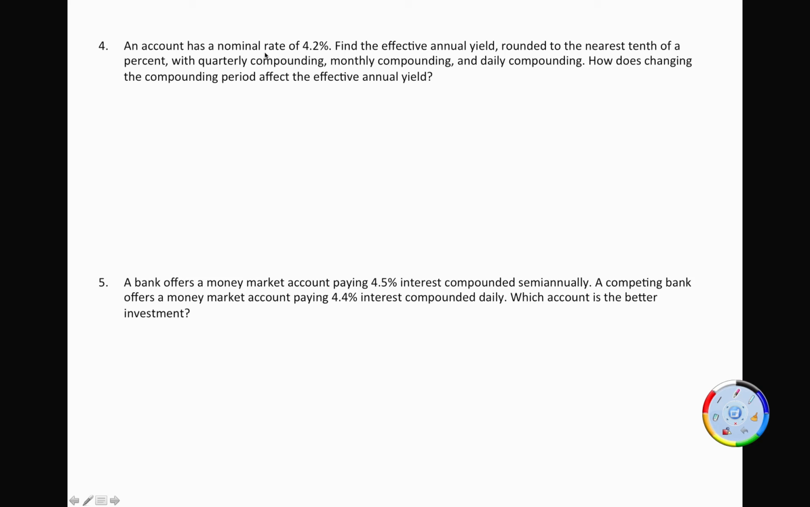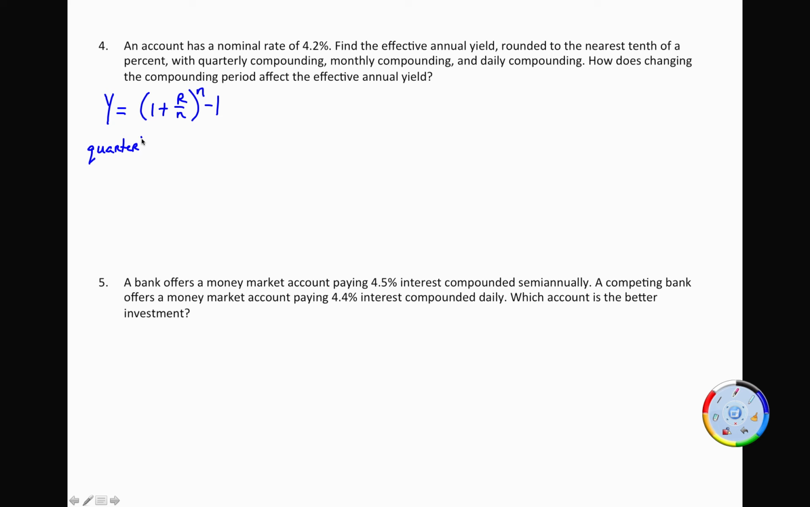An account has a nominal rate of 4.2%. Find the effective annual yield, rounded to the nearest tenth of a percent, with quarterly compounding, monthly compounding, and daily compounding. All right, so first of all, let's do that. It's telling me effective annual yield, so I have a formula for effective annual yield, right? It's y equals 1 plus r over n to the n minus 1. Okay, so let's do this first. We need to do it with quarterly, monthly, and daily. So here's quarterly.